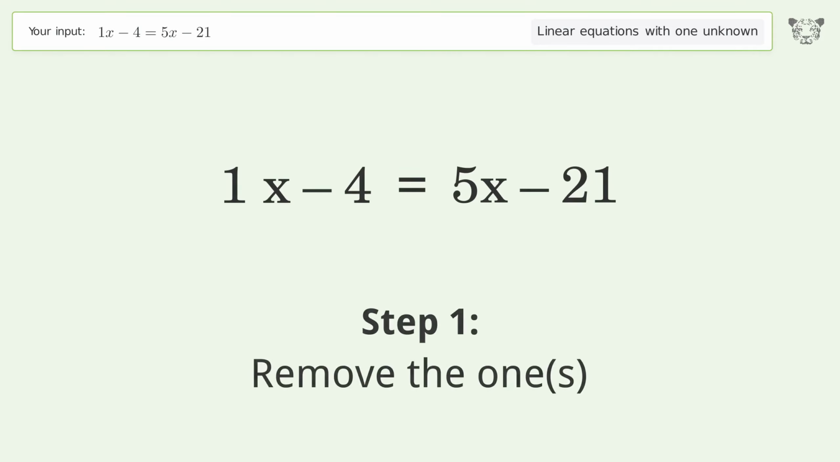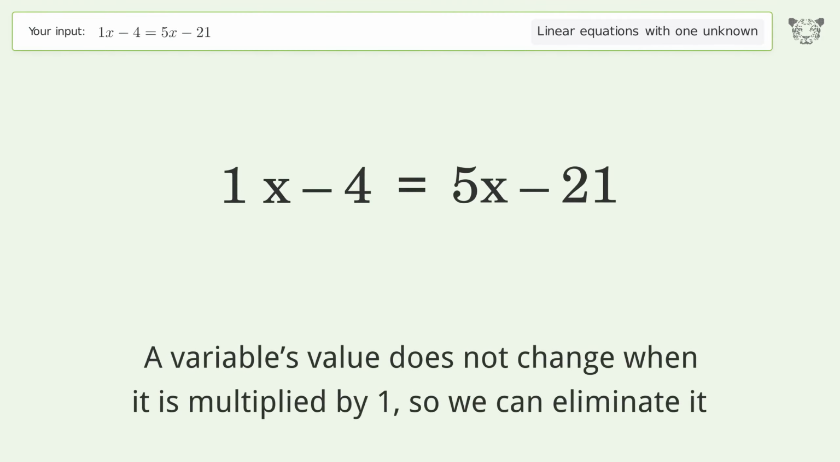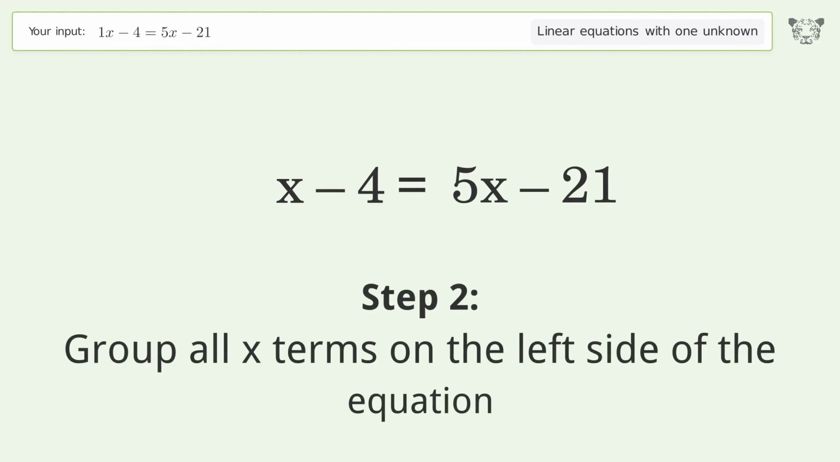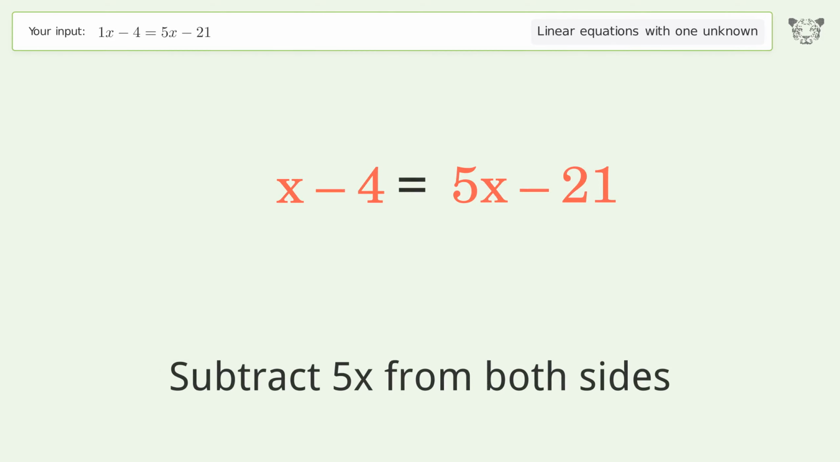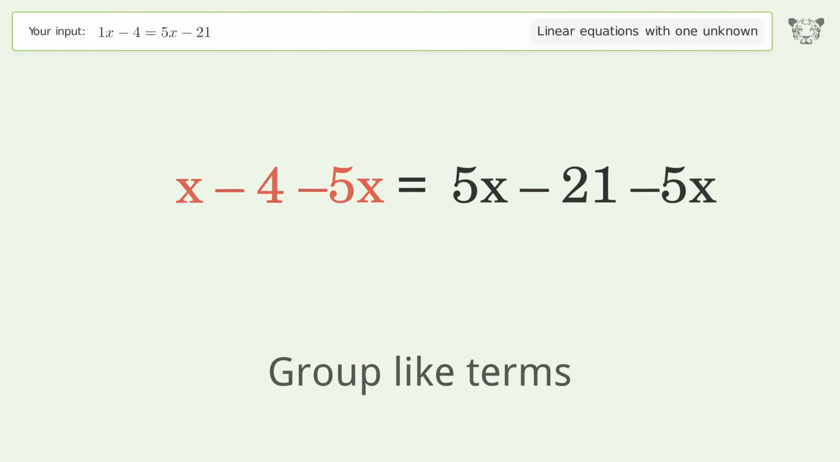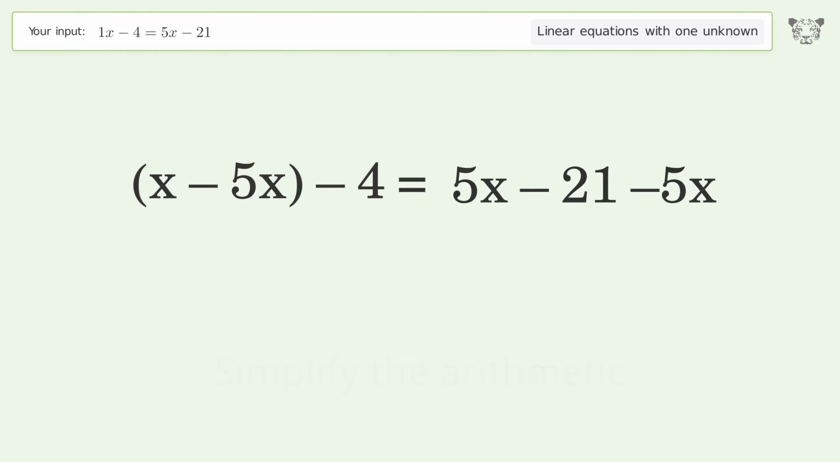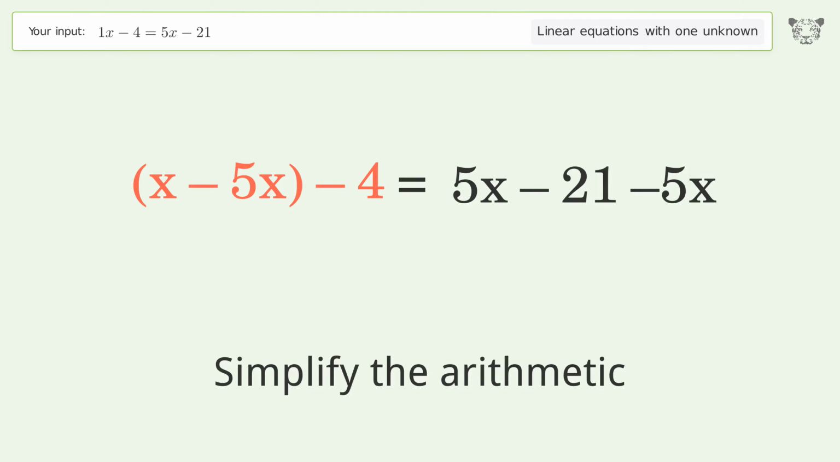Remove the ones. A variable's value does not change when it is multiplied by 1, so we can eliminate it. Group all x terms on the left side of the equation. Subtract 5x from both sides. Group like terms. Simplify the arithmetic.